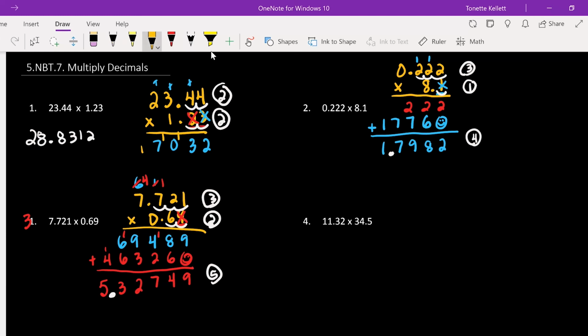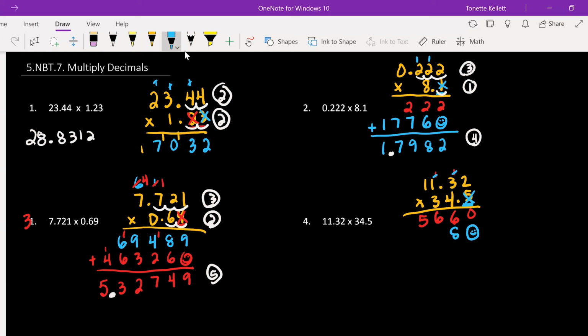Let's take a look at the last one here. You have 11 and 32 hundredths. You have 34 and 5 tenths. Again, do not line up your decimal places. Ignore the decimal until you're done. 5 times 2 is 10. That's 15, 16. It's 5, 6, and 5. Change the color here. Cross out that 5 and these ones. This is really 40. So put 1 smiley face here.